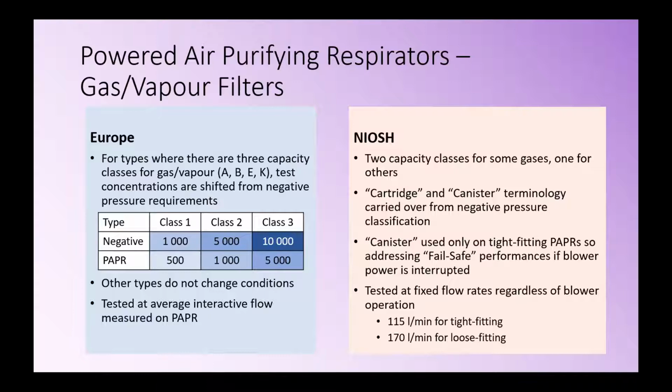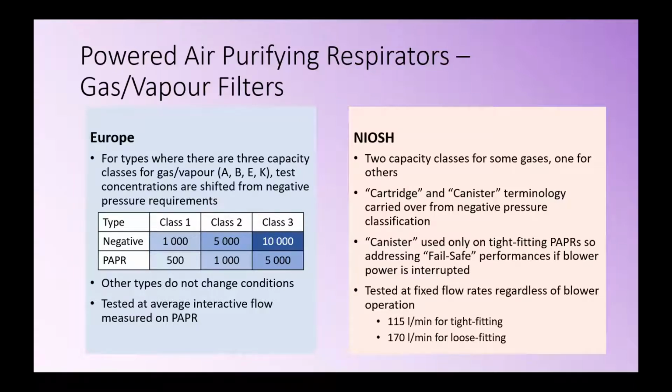Beyond that, overall requirements are very similar to what I showed. The testing is at the interactive flow rate of the blower system. So you have to undertake testing to determine that before the gas vapor testing can be undertaken. For NIOSH, they've kind of transported cartridge and canister technology into powered air.